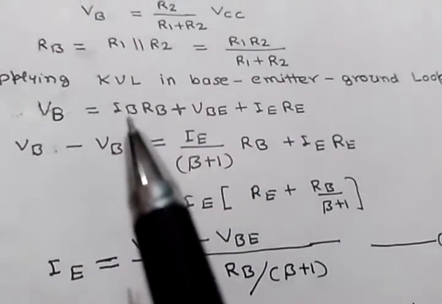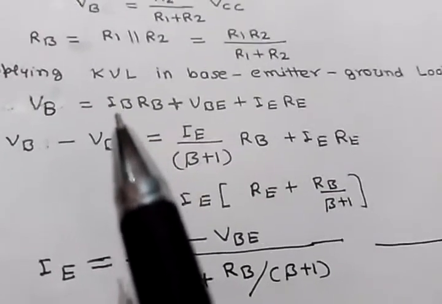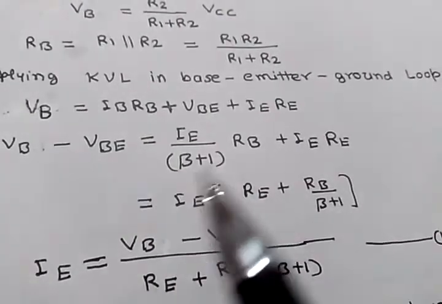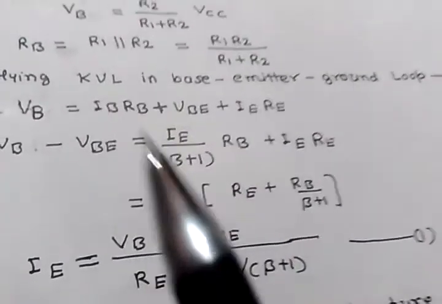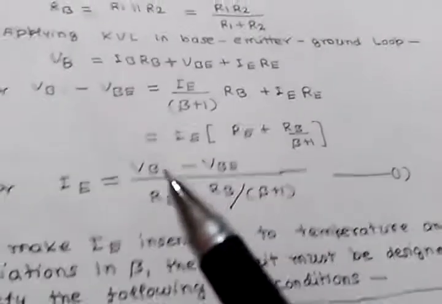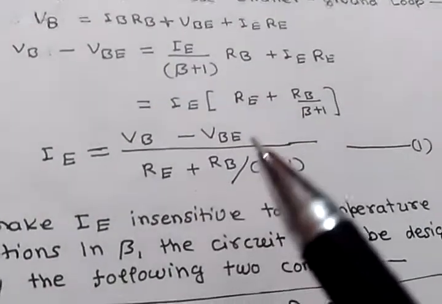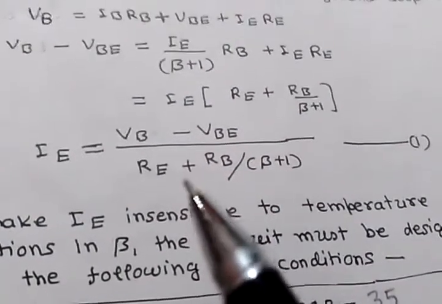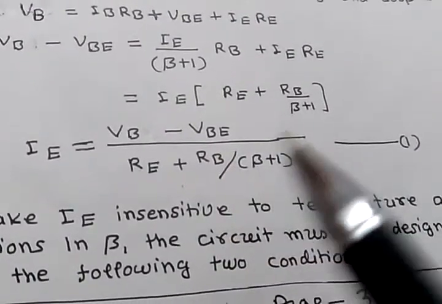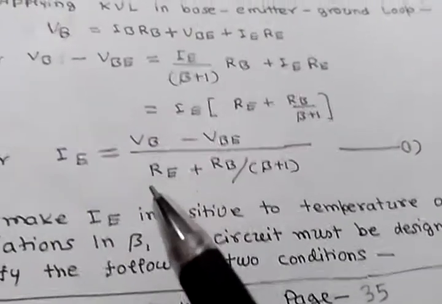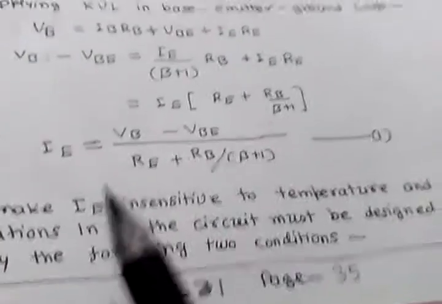Now put the value of IB in terms of IE. IB equals IE upon beta plus 1. So I have written here, at the place of IB, IE upon beta plus 1. Then after simplification, we can write IE equals VB minus VBE upon RE plus RB upon beta plus 1. This is the expression for the emitter current in potential divider biasing.